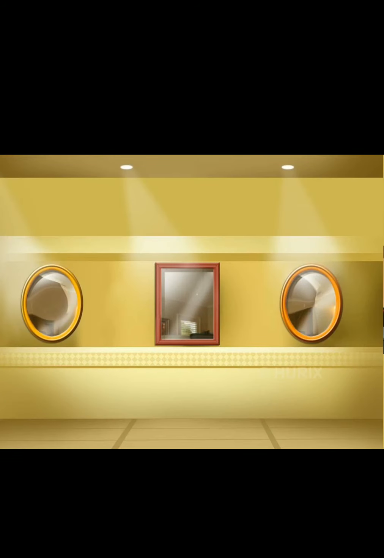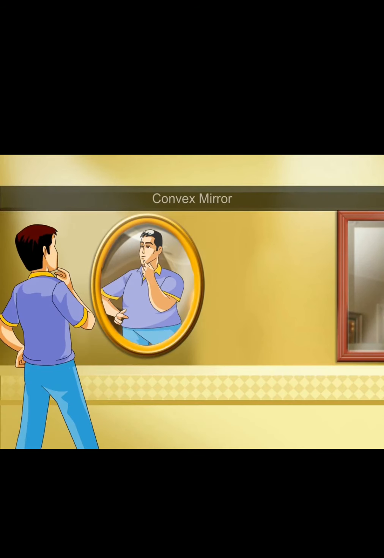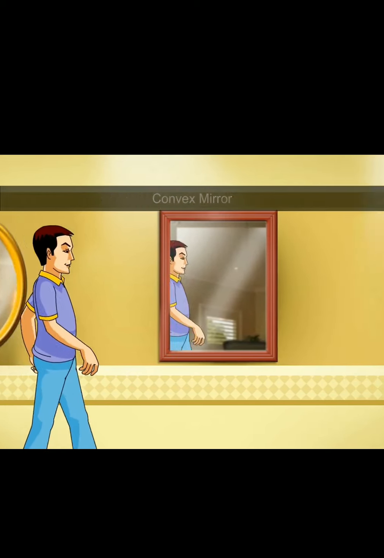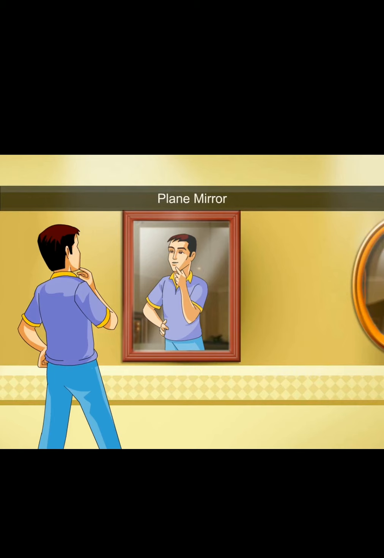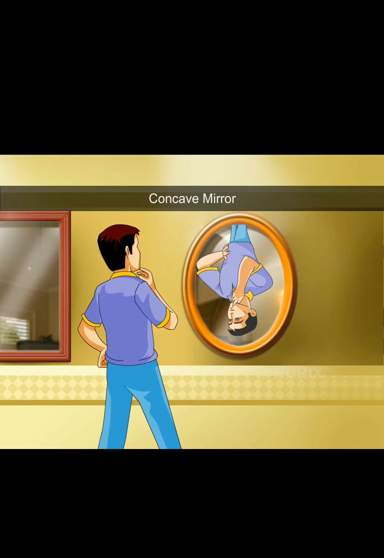There are three types of mirrors: convex, plane, and concave mirror. Convex and plane mirror always give erect images. A concave mirror gives inverted images, but for objects placed close to it.